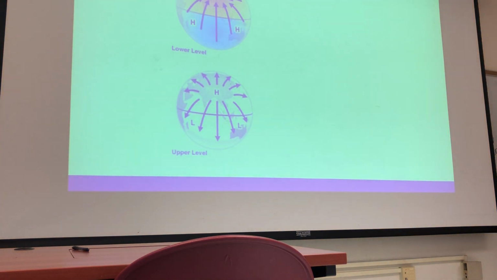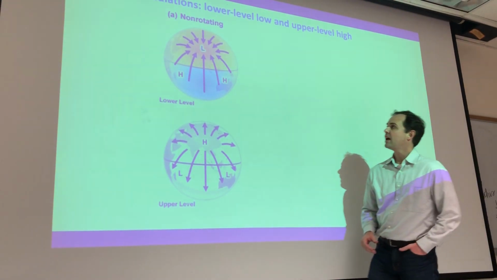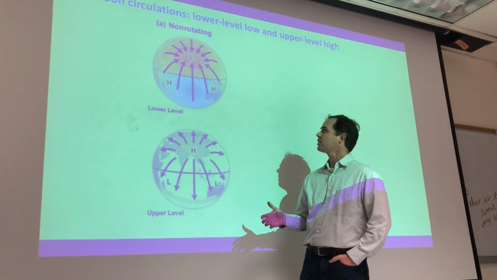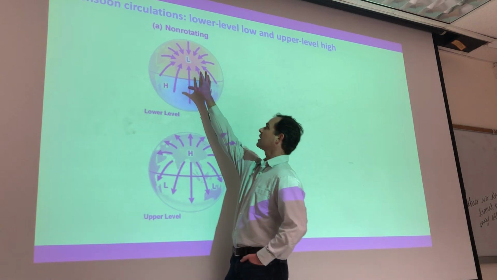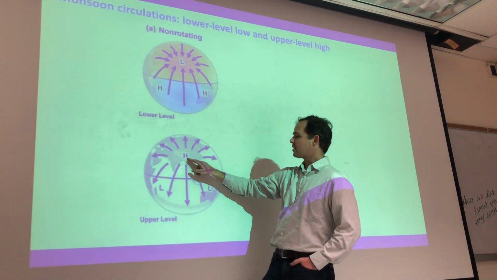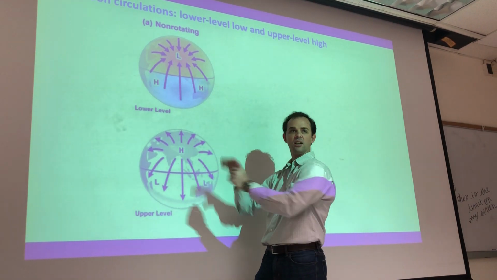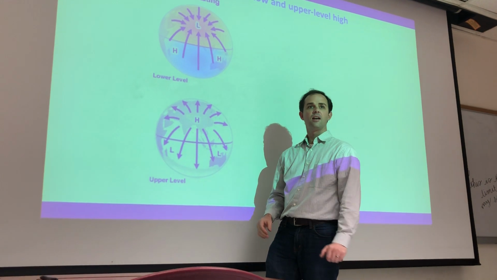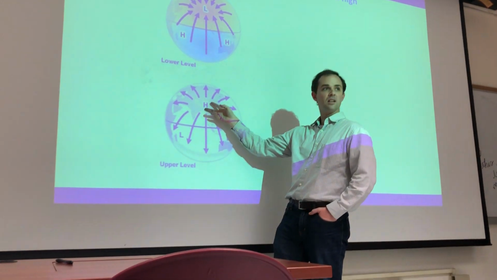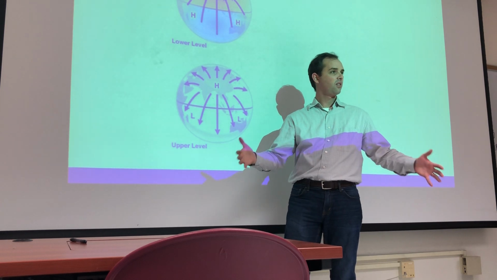South Asia, oh, sorry, we're going to show a little bit further complication here. In a non-rotating system, in which we neglect the Coriolis force, we would have simple convergence at the low levels towards the thermal low. At the upper levels of the atmosphere, we would have a high pressure system and diverging air flowing away from it.